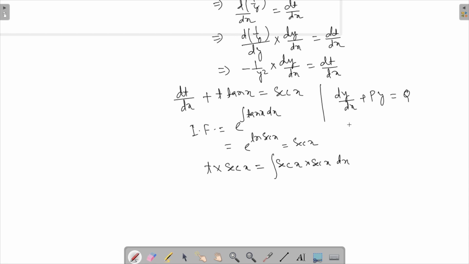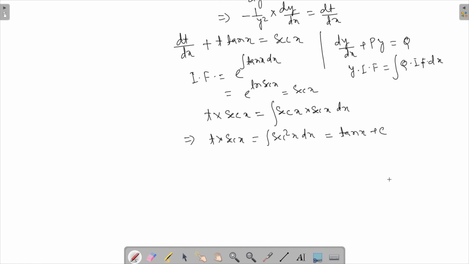Generally, y into the integrating factor equals the integral of q into the integrating factor dx. This is what we have written here. So this will become t into sec x equals the integral of sec square x dx. The integral of sec square x is tan x, and then you can add one constant of integration.